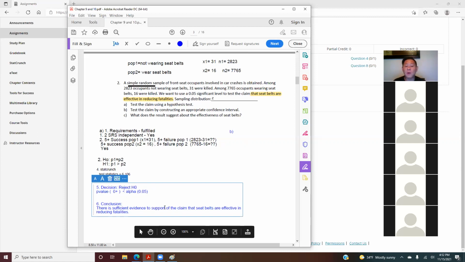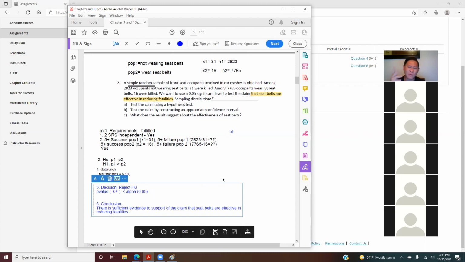The reason why we use the word support is because the claim statement is talking about inequalities. It doesn't have an equal sign. So that's the reason why we use the word support. If you have an equal sign, or same, or is, or no difference, which means equal, we have to use the words warrant rejection.